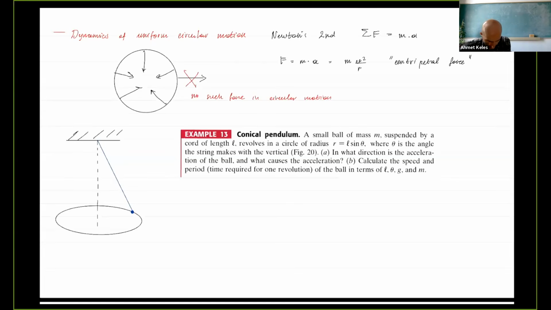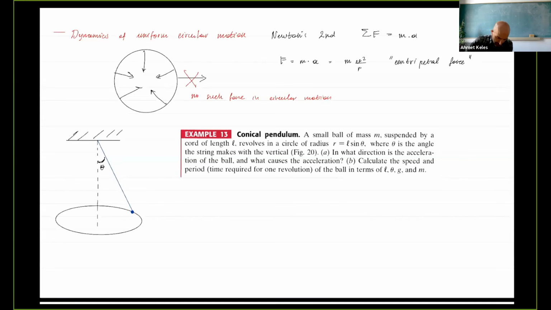Okay, let's do an example and then see how this works. Here's the problem from your book. A conical pendulum, a small ball of mass m suspended by a cord of length L, revolves in a circle of radius this, where theta is the angle the string makes with the vertical. So this angle is theta. In what direction is the acceleration of the ball, and what causes the acceleration?